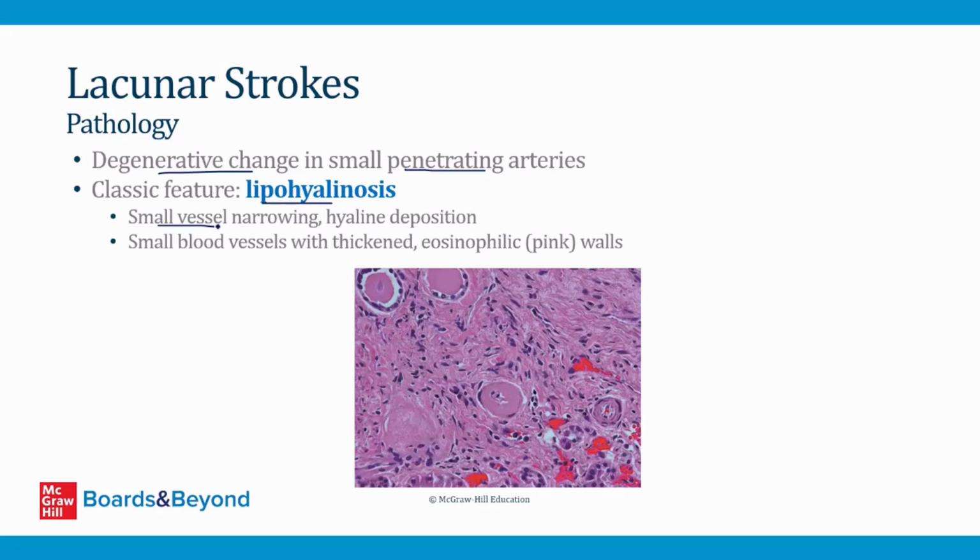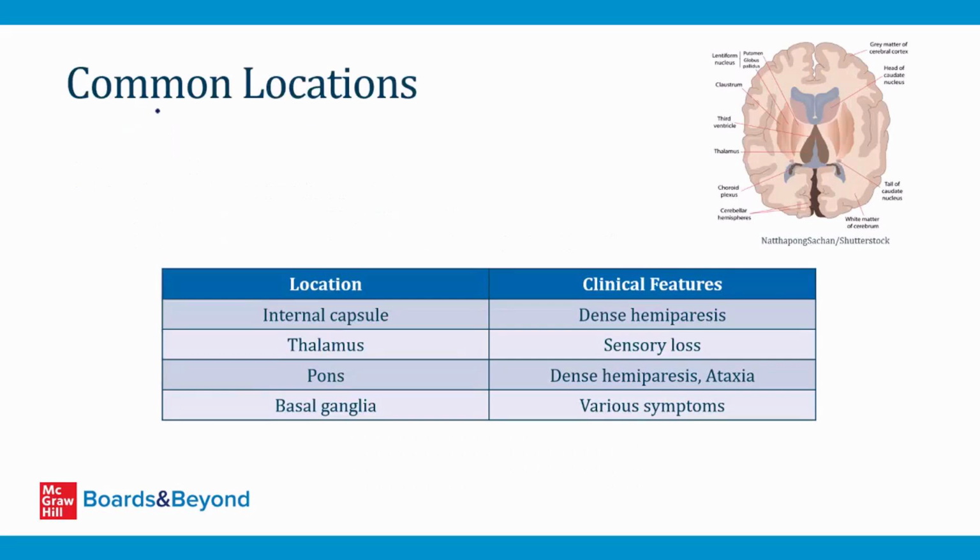This refers to narrowing of small blood vessels with hyaline deposition in the blood vessel wall. The blood vessels will show a thickened wall, and the walls will be eosinophilic or pink. This is an example of a small vessel with lipohyalinosis shown on the slide here. And you can imagine when the blood vessel gets this narrow, it's very easy for it to become clogged by a thrombus, and that's going to lead to a small area of ischemia in the subcortex, and that's what a lacunar stroke is. So let's talk about the locations in the brain that are often damaged in lacunar strokes.